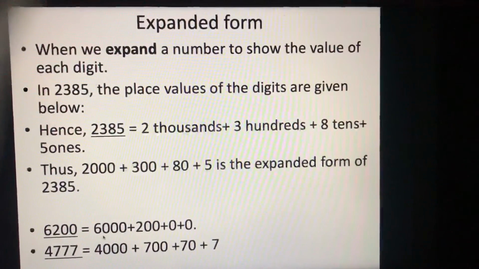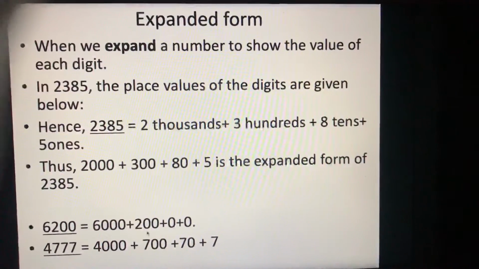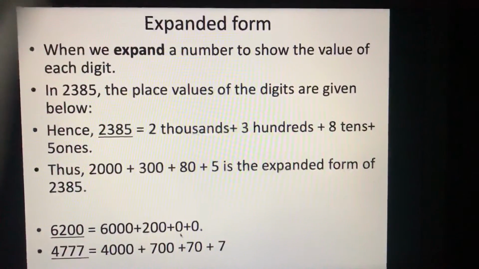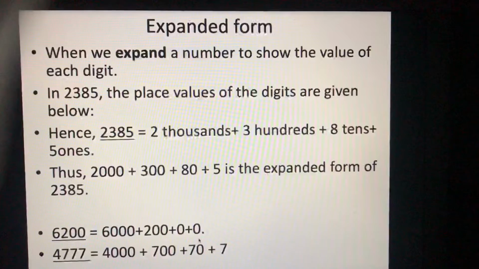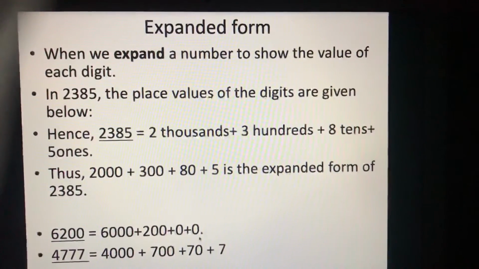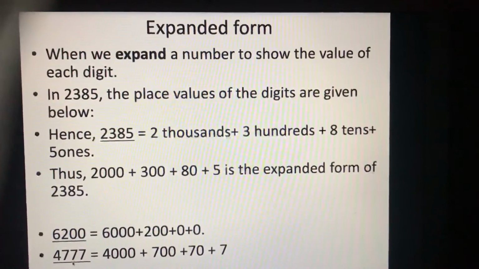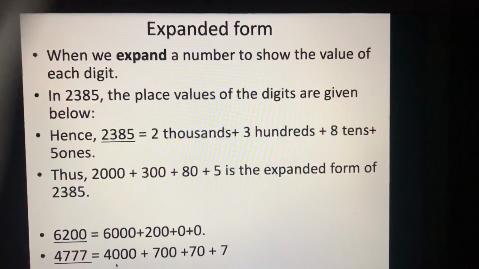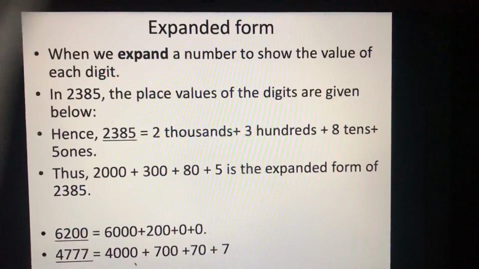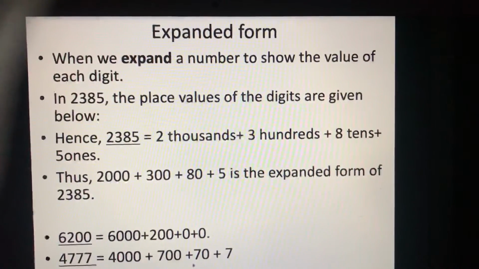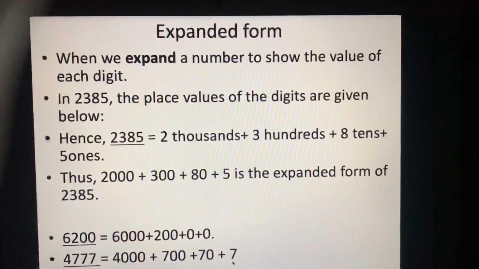We take some more examples. 6200. We can write it like this: 6000 plus 200. At tens place there is 0, so we can write 0. At ones place it is 0, we can also write 0. Next is 4777. In expanded form we can write it like this: 4000 plus 700 plus 70 plus 7.